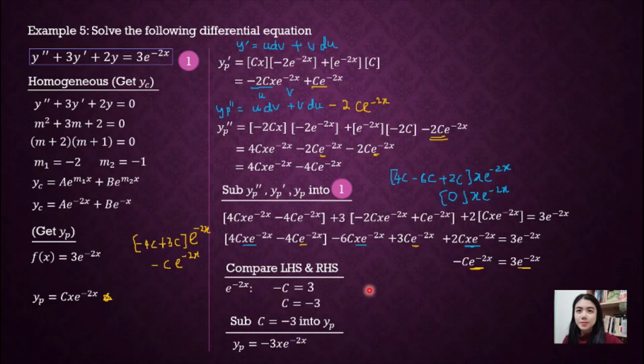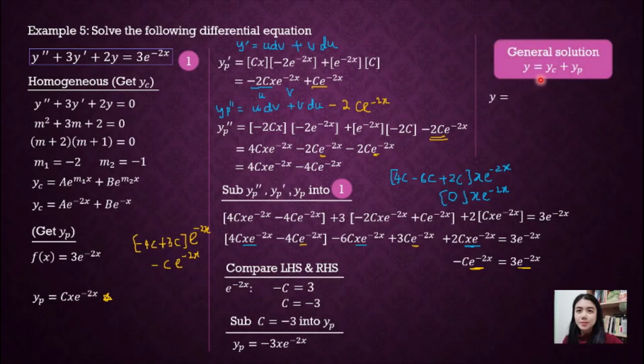Now let's figure out our general solution. For our general solution, we're going to use this formula: y equals yc plus yp. Here we have our yc, plus your yp. This is the one. So we have this as the general solution for example 5.